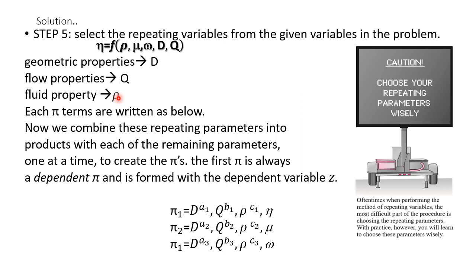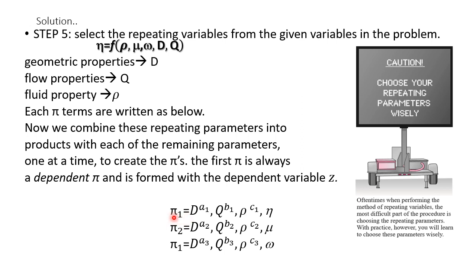Once you choose 3 repeating variables, let us write the equations. Pi terms: I have 3 pi terms: pi 1, pi 2, and this is pi 3, it's not pi 1. Kindly make the correction. This is pi 3. So we have to write the equation for pi 1.